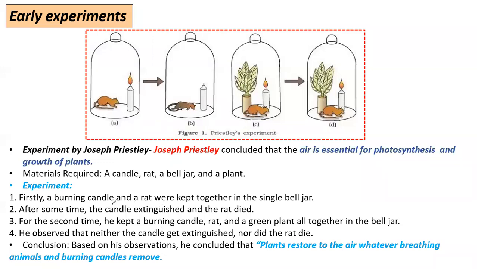Let's have a discussion about the experiment. Firstly, a burning candle and a rat were kept together in a single bell jar. You know the reason. The burning candle releases carbon dioxide and the rat also releases carbon dioxide. So the bell jar will get completely filled with carbon dioxide and there won't be oxygen for the candle to continue burning or the rat to stay alive. So the experiment is not successful for both of them. After some time, the candle got extinguished and the rat died.